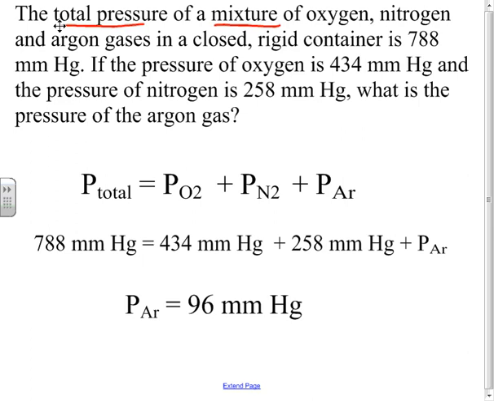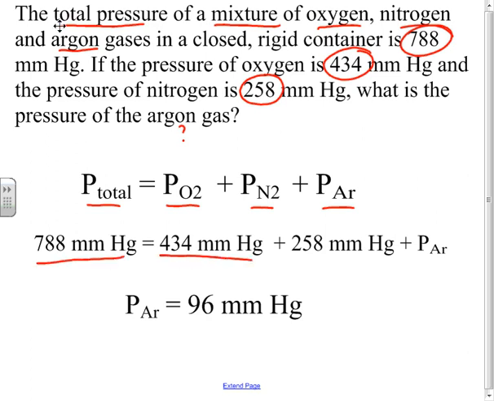So here we have a mixture of oxygen, nitrogen, and argon gases. So the total pressure is going to be the sum of the pressure of the oxygen, nitrogen, and argon. You are then given a total pressure, a pressure of oxygen, a pressure of nitrogen, and you're asked for the pressure of argon. So just substitute in the total pressure, the pressure of the oxygen, and the pressure of nitrogen, and that'll allow you to calculate the pressure of argon by a little bit of simple math.